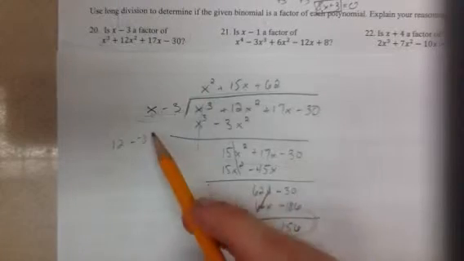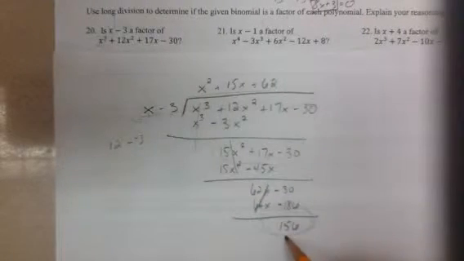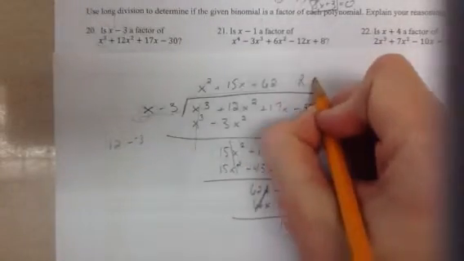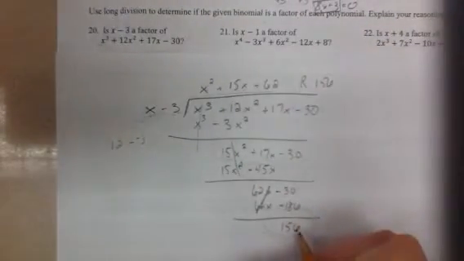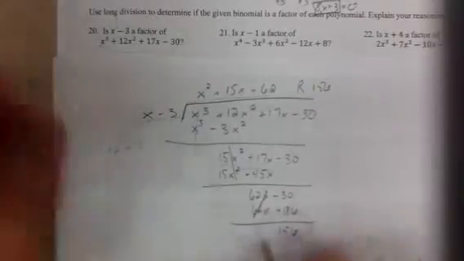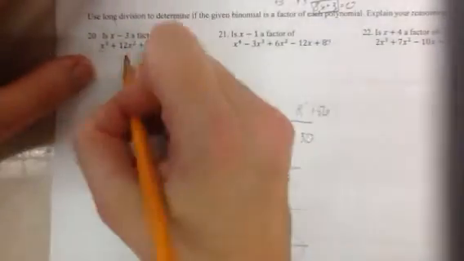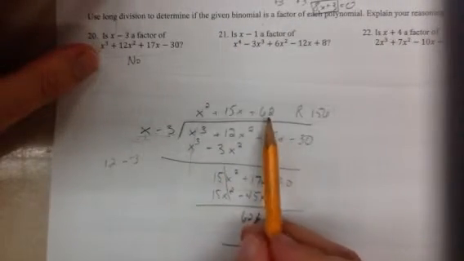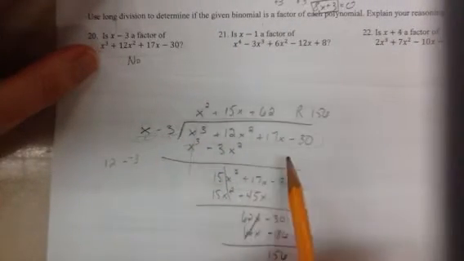I'm at a place where I don't have an x anymore. I'm done. I brought everything down. I'm at the end. I have a remainder of 156. It didn't divide evenly. So, is this a factor? No, because x minus 3 did not divide evenly into the larger polynomial.